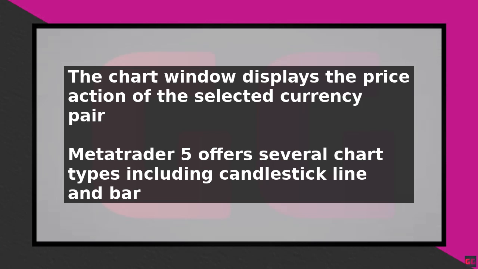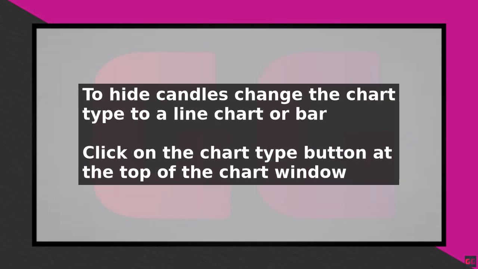Alternatively, you can also use the period separator to hide candles. The period separator is a feature that allows you to separate the chart into different time periods. To use the period separator, click on the period separator button at the top of the chart window and select the desired time period. Another way to hide candles is to use the chart properties window.